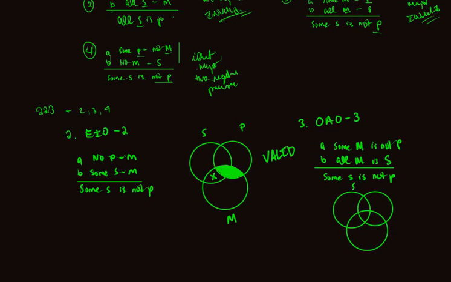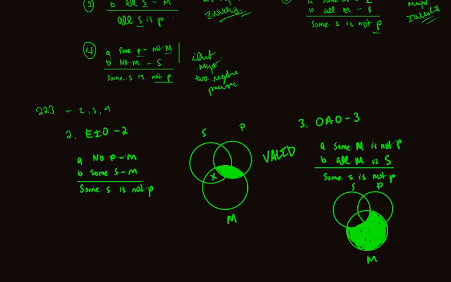All right. So I'm going to label this S, P, and M. I'm going to diagram the universal premise first. So all M is S. Huh. So I've got to delete these. All M's are S's, so the only M's that exist in the universe now are in fact S's.